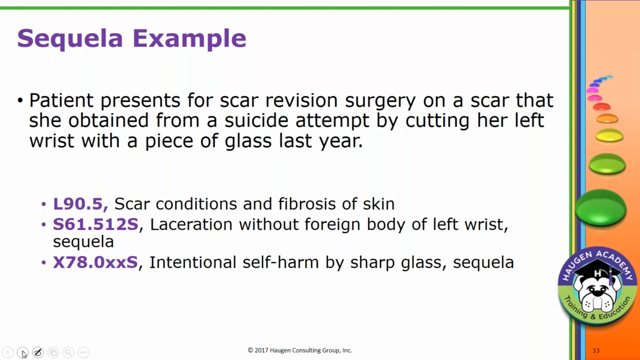So you can see the S61 code. Most importantly, that 7th character is an S. And then you can also give additional information with the X78 code for that intentional self-harm, again, for sequela. What this really gives is a clear picture to the payer: due to an intentional self-harm of a laceration of her wrist, a scar is the late effect. So that's a good example.